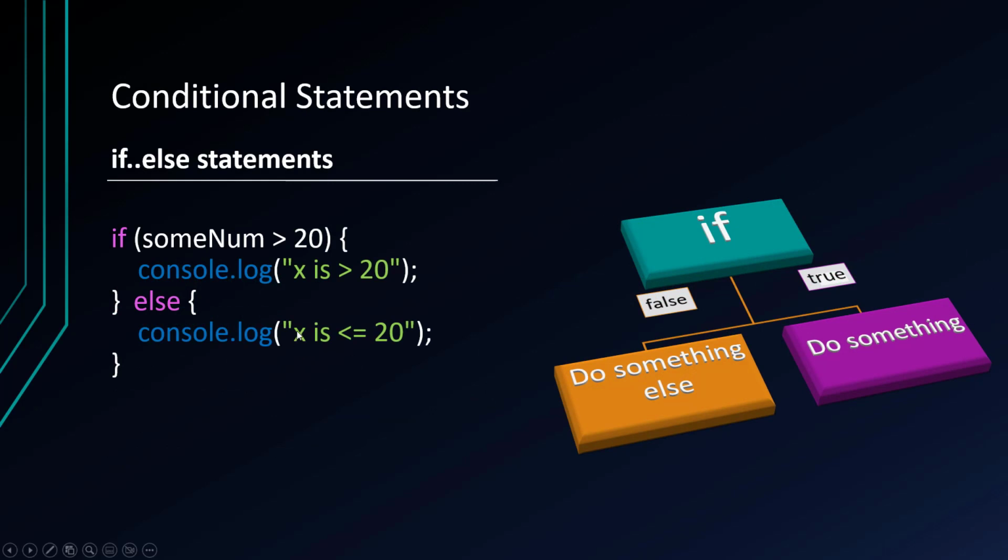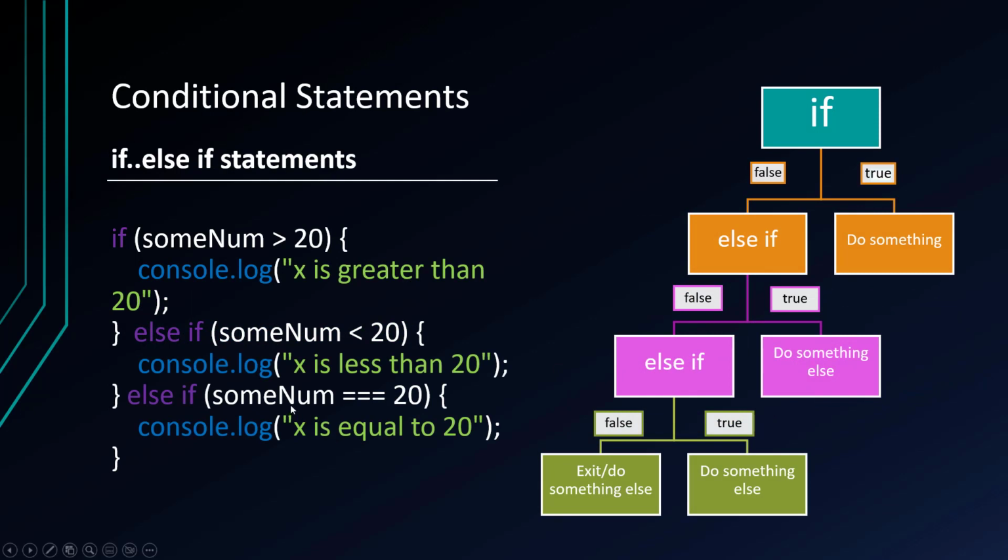So here's what a conditional might look like in JavaScript. I put if, and then in parentheses, I put the condition: someNum is greater than 20. Let's say someNum is 10. If it's greater than 20, it would say console.log, and then it would just type this in the console output window: x is greater than 20. It would type that out for us if someNum was greater than 20, which it's not. So it's going to do the else, and in all other cases, it's going to say x is less than or equal to 20.